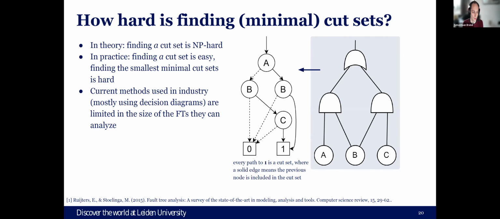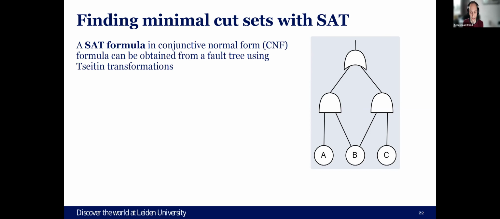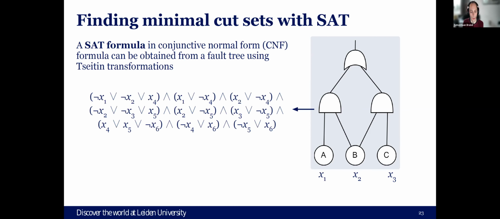So to this end, we are going to find cut sets with SAT-based methods. A SAT formula, specifically in conjunctive normal form, can be obtained from a fault tree using a specific method. This is fairly textbook. Basically, we can introduce a number of new variables. This fault tree starts out with 3 variables, 1 for each input node, and then we can build a CNF formula for this fault tree, which will have at most size polynomial in the number of nodes in this fault tree. So this formula might introduce new variables, but it will never be more than polynomially large in the size of the input fault tree.